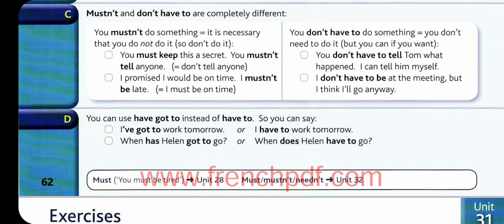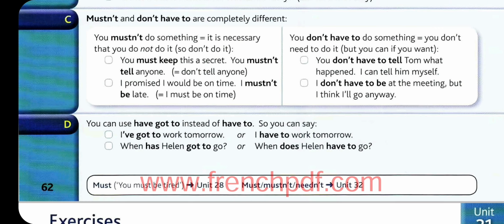نشوف إن هنا مثال you must keep this a secret. يجب أن تحتفظ به سرا. You must not tell anyone. إذن you don't have any other choice rather than to shut your mouth. You must not tell anyone يعني أنت ما مسموح لك أنك تخبر أي أحد ثاني. Don't tell anyone. المثال اللي بصفه You don't have to tell Tom what happened. I can't tell him myself. You don't have to tell يعني there is no need to tell him what happened. ماكو ضرورة وداعي أنك تخبره. احتمال أنا أخبره وإذا تريد أنت أوكي.